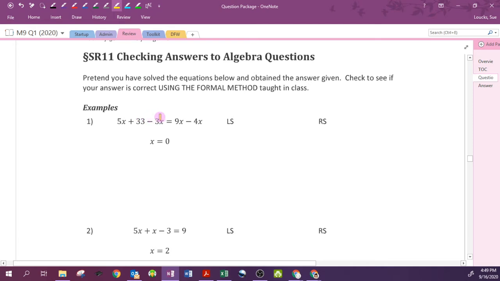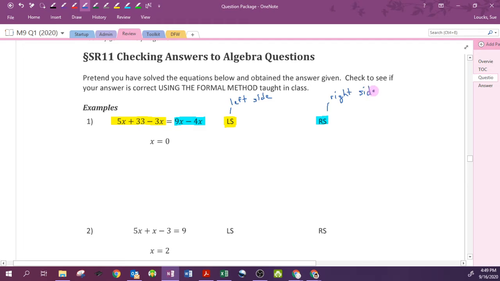Okay, so the way you check this is you go left side and right side. So LS stands for left side, and that means everything to the left of the equal sign. And RS stands for right side, which is everything to the right of the equal sign in the original equation. Okay, so this is left side, and this is right side.